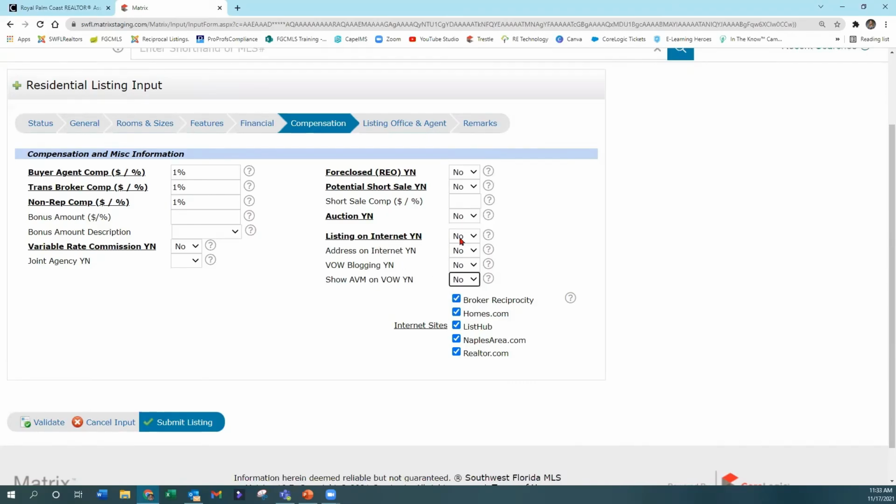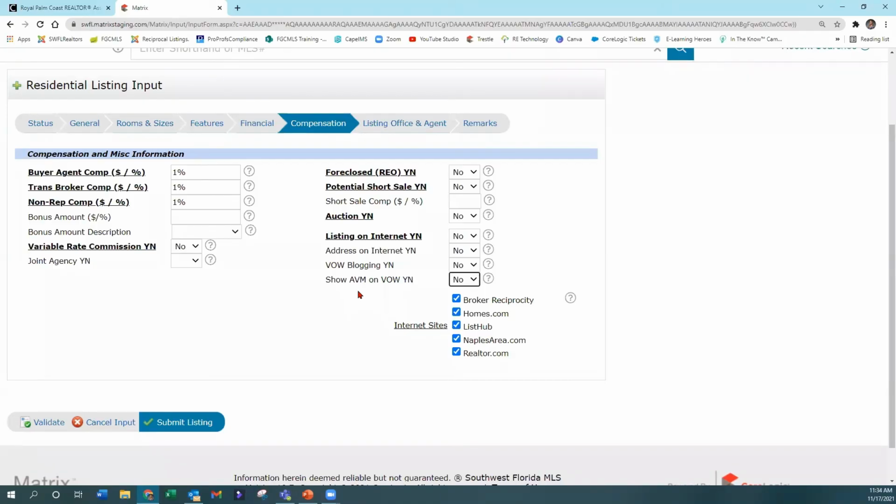So do you want the listing to appear on the internet? Yes or no? Do you want the address of the listing to be shown on the internet? Yes or no? Do you want virtual office websites to be able to blog about your listing? Virtual office websites are going to be internet-only brokerages. So they're not brick and mortar, and it's simply, do you want to allow them to blog? And then do you want to allow them, the virtual office websites, to show an AVM, which stands for Automated Valuation Model? Do you want to allow them to place a valuation on your listing?